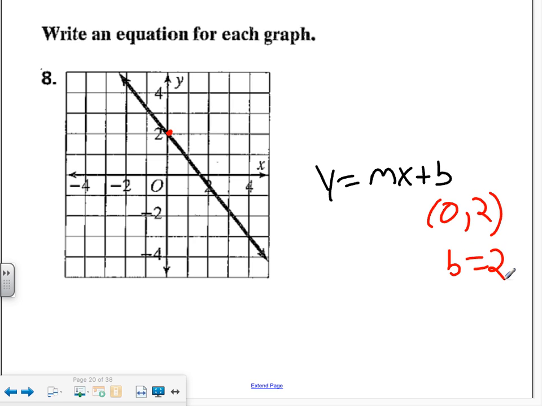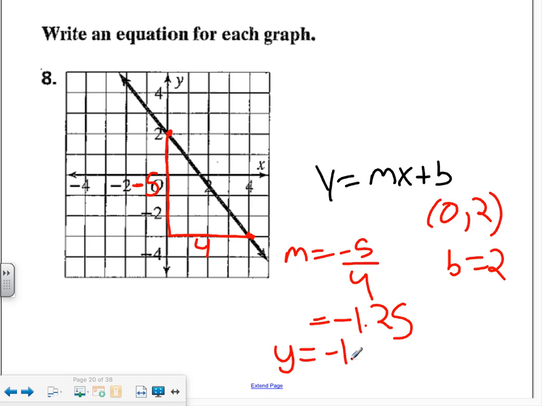Now we want to find 2 points that we know the ordered pair for. So I'm going to stick with the y-axis here and then pick this one down here. And we need to see the rate of change between the two. So if we go down and connect these points, right, we see that as x is changing by 4, y is decreasing by 5. So y is changing by -5. So our m is going to be -5/4, or -1.25. So our equation becomes y equals -1.25x plus 2.